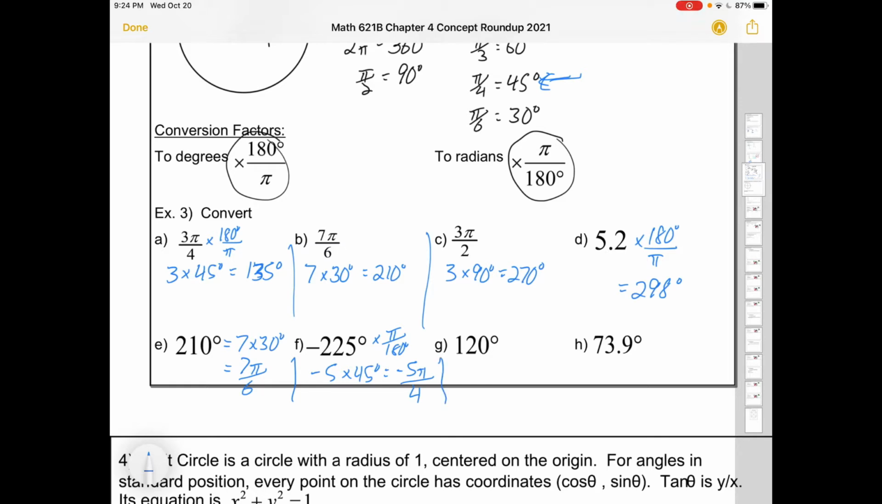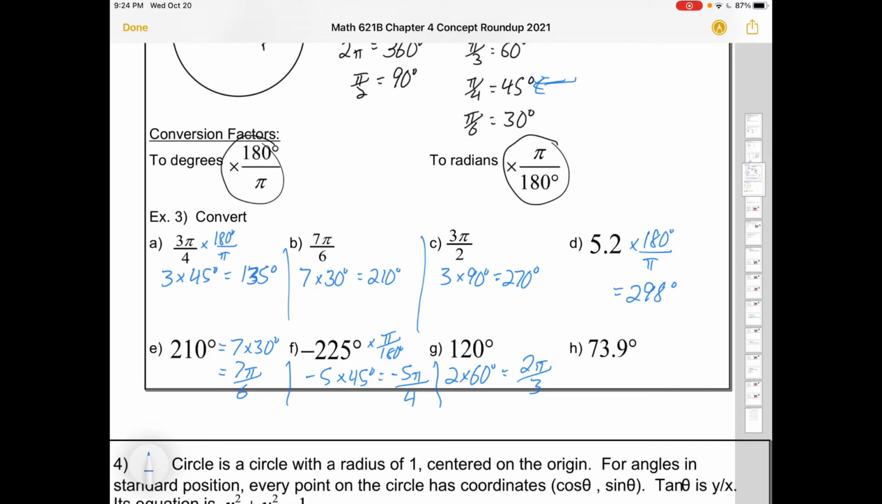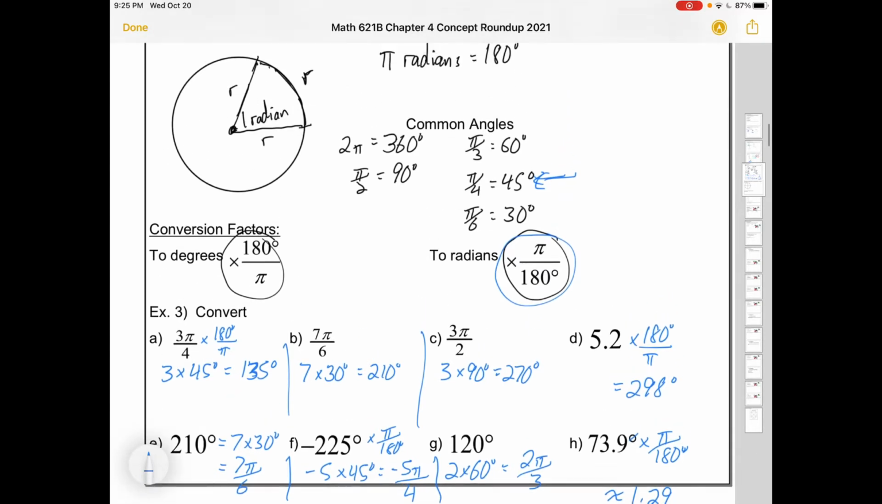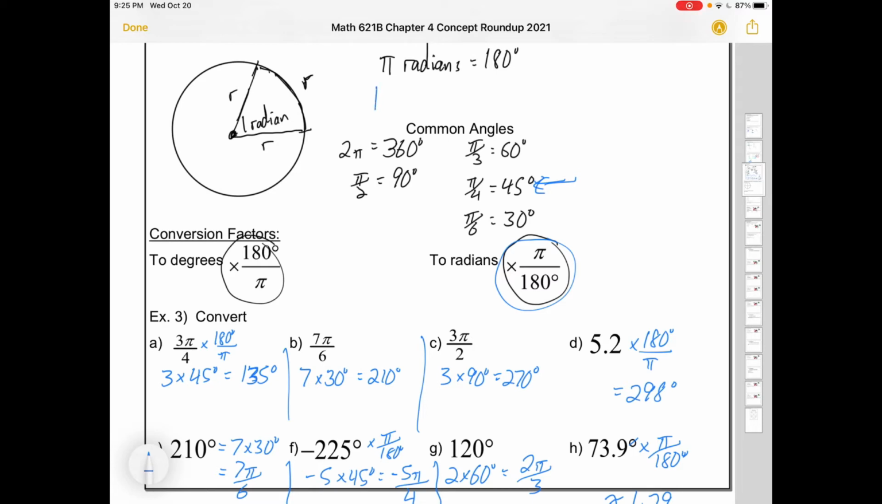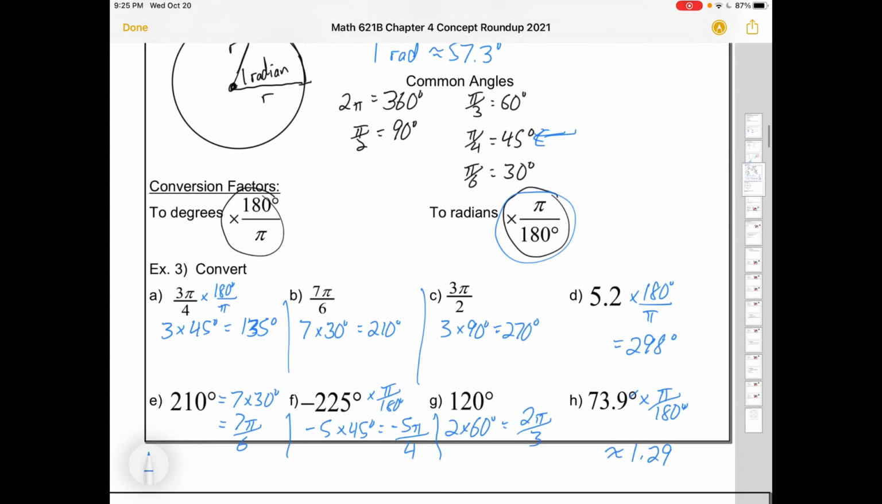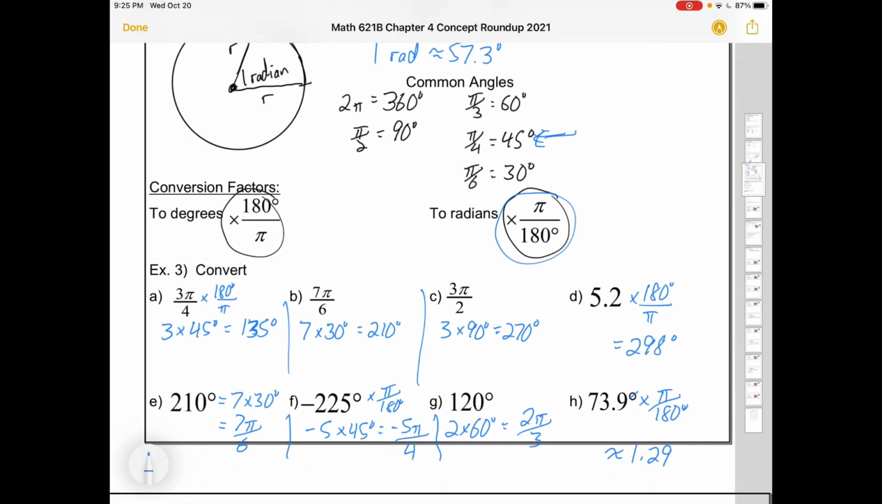120, I would think of that as just 2 60s. Okay, so that's 2 pi over 3's, or 2 pi over 3. And again, we have one here that defies our common angles, so we're going to have to use this conversion factor right here. We multiply by pi over 180 degrees. You can see the units divide out, the degrees. And you do that in your calculator, and you'll get about 1.29 radians. And that makes sense, because 1 radian, I guess I forgot to put it here, 1 radian is about 57.3 degrees. So 73.9 degrees is going to be bigger than 1 radian.